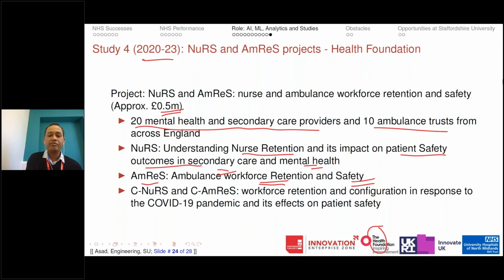Due to COVID, we have adopted 2 more projects within that funding. So how COVID impacted these two projects in terms of workforce retention and reconfiguration, how it has impacted nurse and ambulance services. Okay.